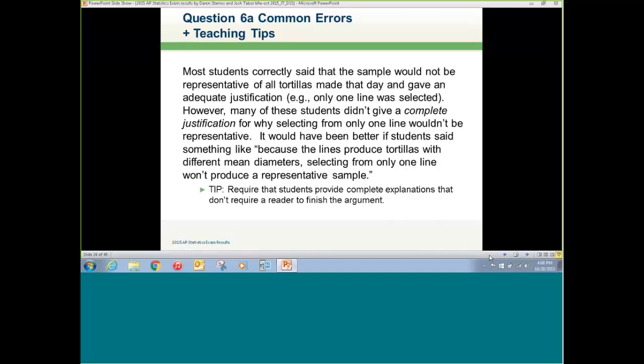So the tip is that you should require your students to provide complete explanations that don't require a reader to finish the argument. For example, students who say, well, no, because only one line was selected. Well, why is that a problem? Well, because the 2 lines produce tortillas of different sizes. So you'd like your students to give complete answers. Now, because this was question 6, and because there were 6 parts, we were a little generous with what we accepted for full credit. But should a question like this occur on a different question where there's maybe only 2 or 3 parts, students are going to be held up to this high standard.